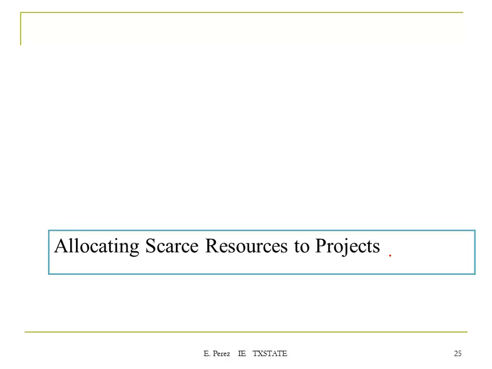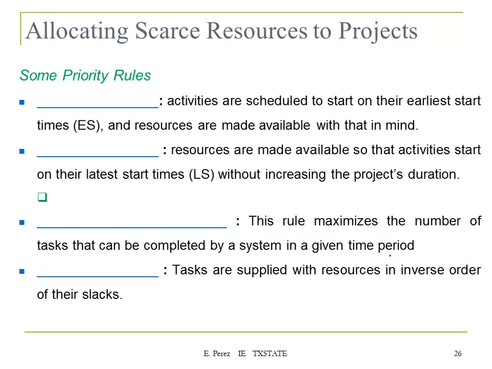Now we have a different topic, which is allocating scarce resources to projects. And there are some rules that you can use to assign these resources. It will depend on the strategy that is used by the company. And here are several examples, some of the priority rules. The first one is what we call as soon as possible.